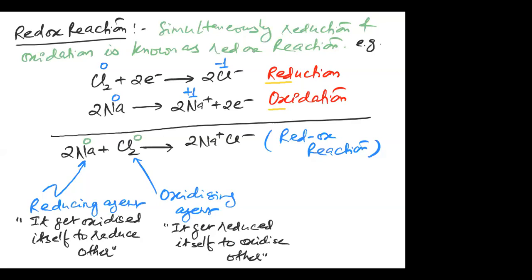So I'm repeating, whenever we have simultaneously reduction as well as oxidation, the complete reaction is known as a redox reaction. For example, in this case, Cl2 gets reduced and sodium gets oxidized. In this case, sodium is the reducing agent, Cl2 is the oxidizing agent. And in total, you can say it is a redox reaction.